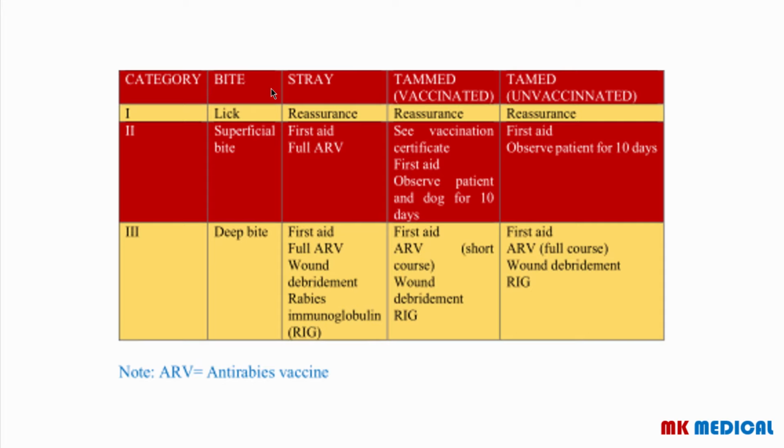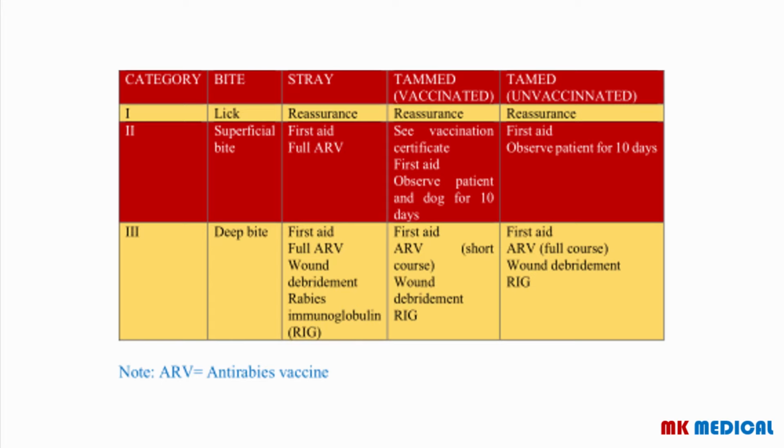So here's the protocol. You have category 1, category 2, category 3. If it's a lick, then if it's a stray dog, you reassure the patient. Just reassurance. If it's a tamed vaccinated dog, you reassure them. If it's a tamed unvaccinated dog, you reassure them because the skin is completely intact, so there's no way in which the virus can get access to your body.